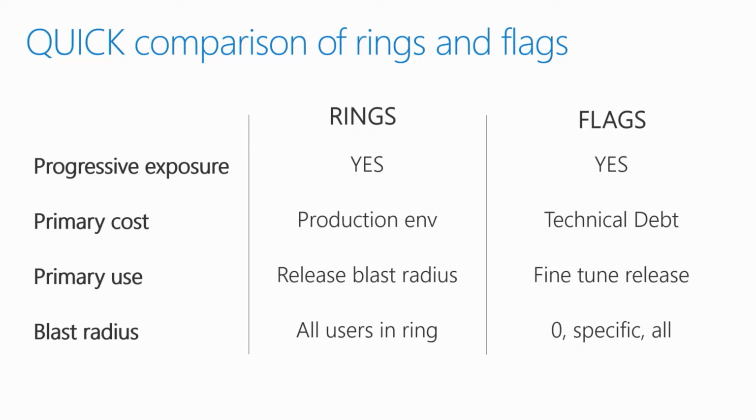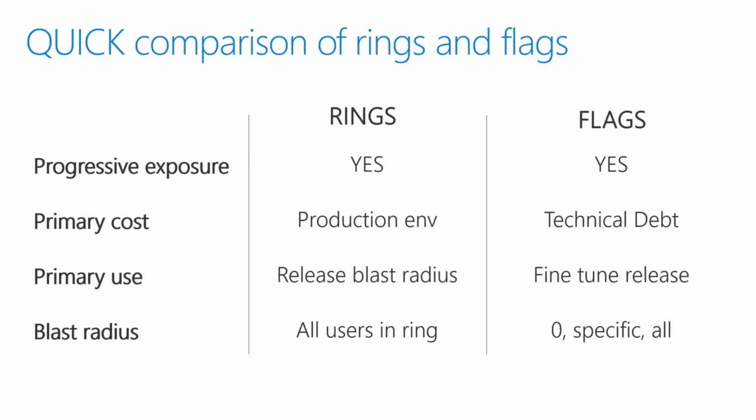You could see that we could actually expose a release progressively using rings, and we can tweak features in a release using feature flags. The primary cost for rings is your infrastructure and the maintenance thereof. For feature flags, it's technical debt, and I'll get to that in a second. Primary use for releases, it's really to control that blast radius, i.e. how many users am I going to affect when I release this release? And then with features, it's fine-tuning the release.